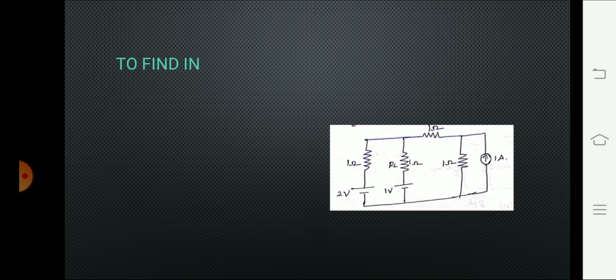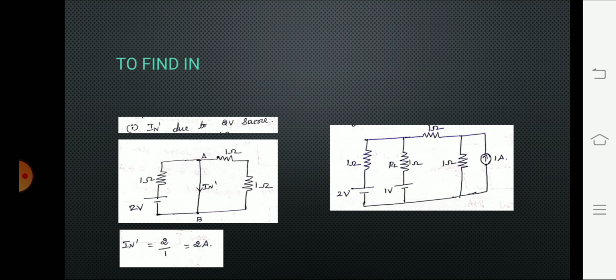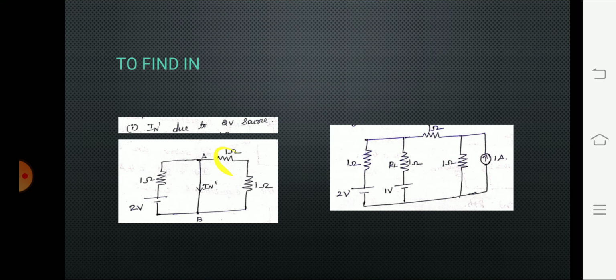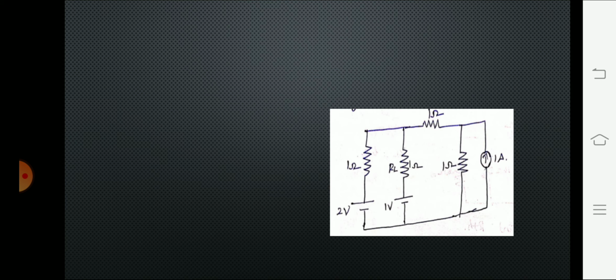Next we find IN, consisting of three steps. First one, IN dash due to the 2 volt source. We have only the 2 volt source, so remove the other 1 volt source and 1 amp source. The 1 volt source is short circuited, the 1 amp source is open circuited. So we redraw the diagram like that. So IN dash is equal to 2 divided by 1 equal to 2 amps. In the other 1 ohm, no current will flow because it is short circuited. The answer is 2 amps.